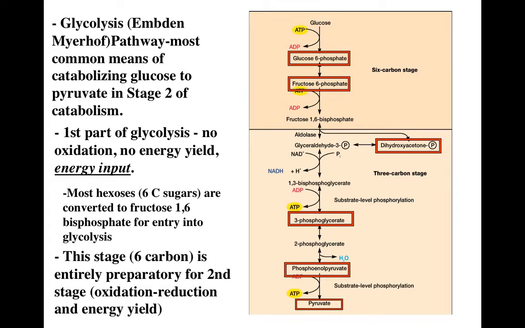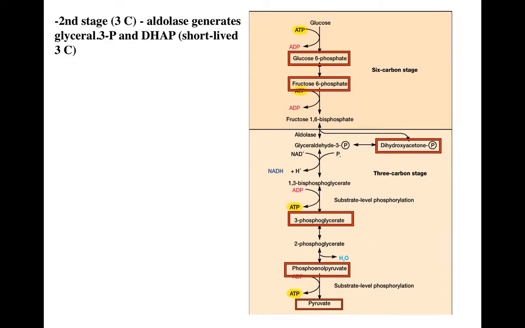So that 6-carbon stage is entirely preparatory for the second stage, which is below that line. In the second stage, this is where you're going to begin to see energy. And I'm sure you all remember this, but I'll remind you that the glycolytic pathway, although it does produce energy, produces a very modest amount of energy. If a cell has to rely entirely on glycolysis to generate ATP, it has to be exceptionally good at glycolysis. And there are bacteria that rely exclusively on the glycolytic pathway to produce energy.